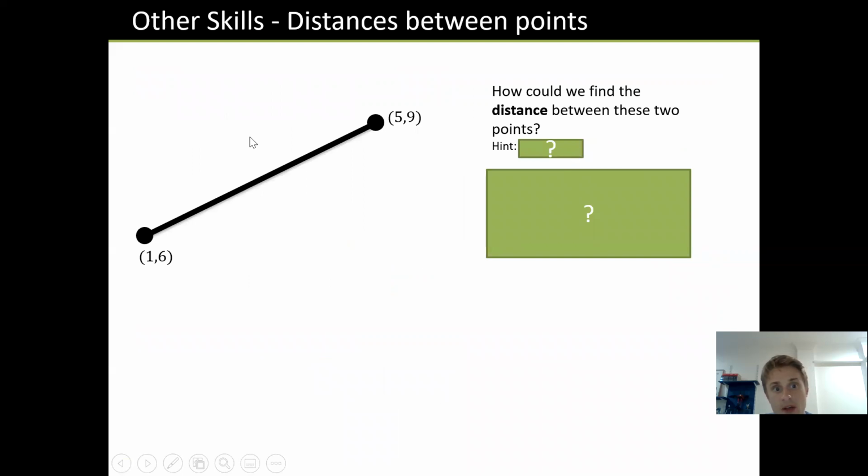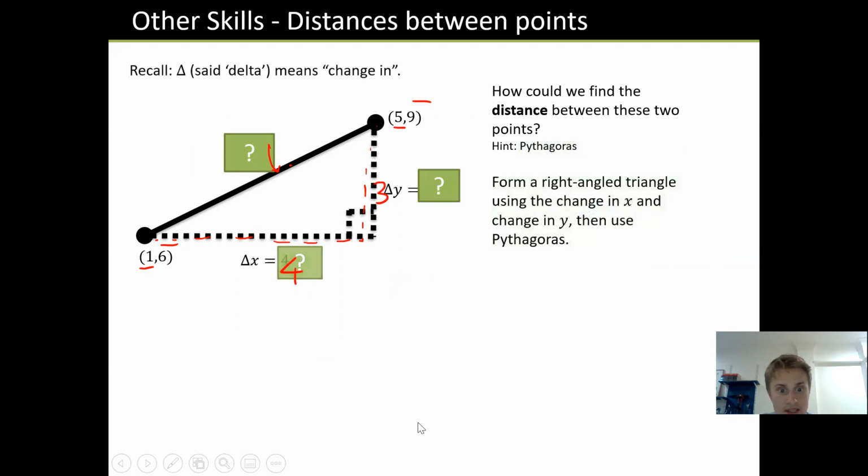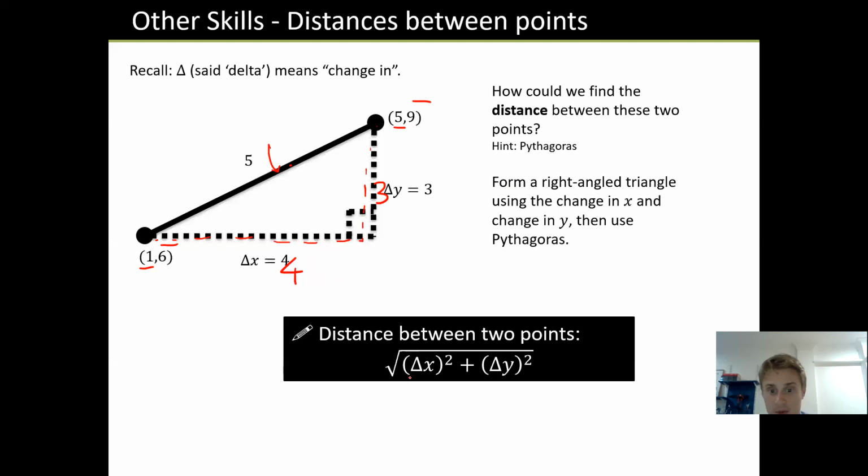Other ideas then. So another skill is finding the distance between two coordinates. Distance means you're actually going to find the hypotenuse. And you can do this by looking at the difference in x, which is 4, looking at the difference in y, which is 3, and doing some Pythagoras on this. So difference in x is 4, difference in y is 3. This is a 5. The distance between 2 points in general is the root of the difference in x squared plus the difference in y squared.